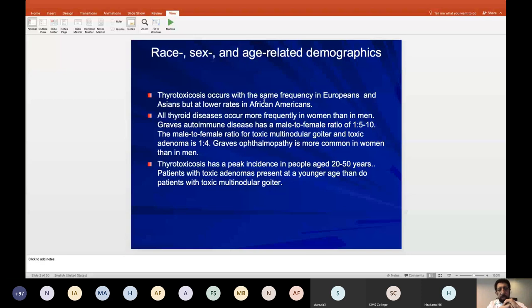And this thyrotoxicosis can present in various forms. It can be in the form of a diffuse toxic goiter known as Graves' disease, or in the form of a toxic multinodular goiter or a toxic adenoma. So the frequency is slightly different in different types.